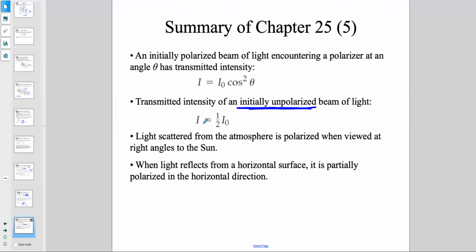Light scattered from the atmosphere is polarized when viewed at a right angle to the sun. And when light reflects from a horizontal surface, it is partially polarized in the horizontal direction. Okay, this is the end of a very small chapter, chapter 25.